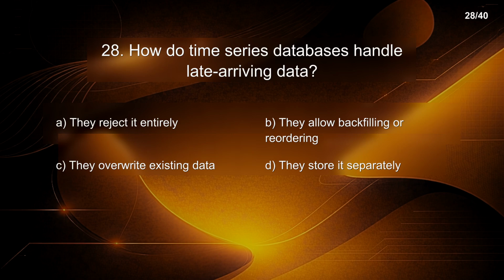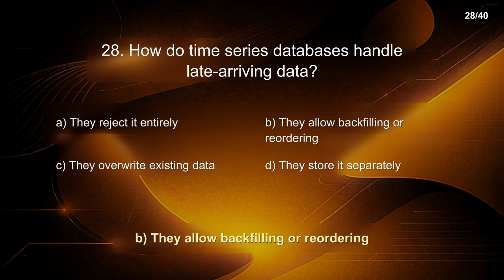28th question. How do time series databases handle late arriving data? A. They reject it entirely. B. They allow backfilling or reordering. C. They override existing data. D. They store it separately. Correct answer is B. They allow backfilling or reordering.